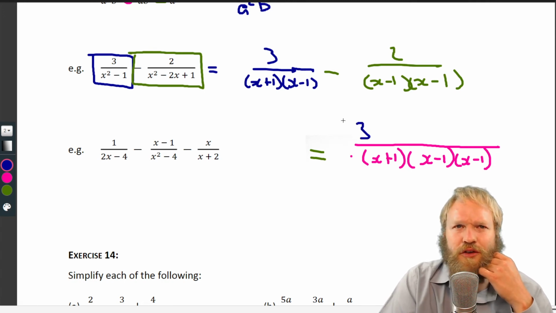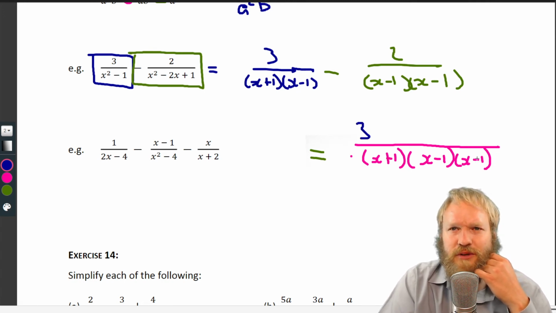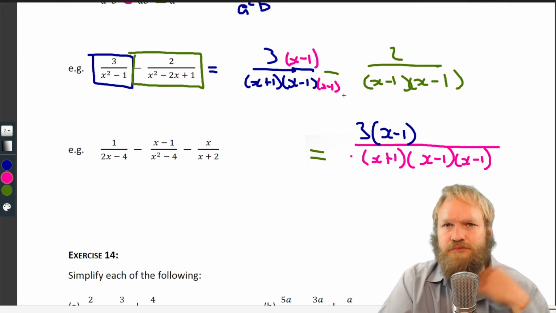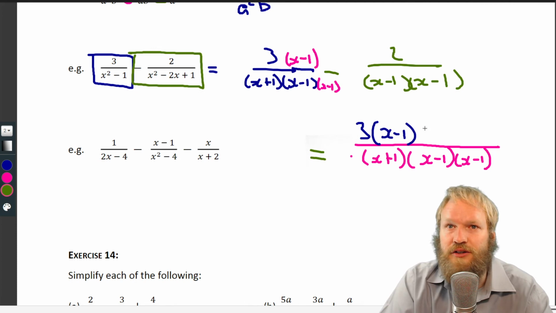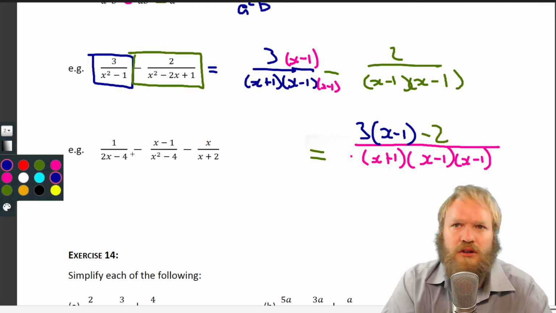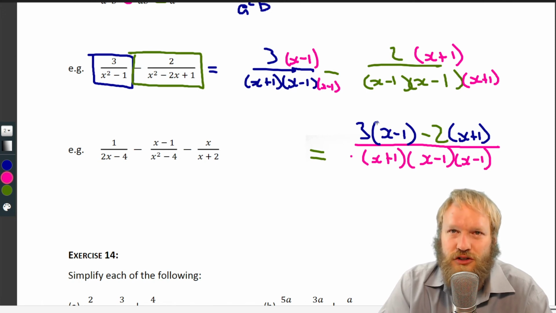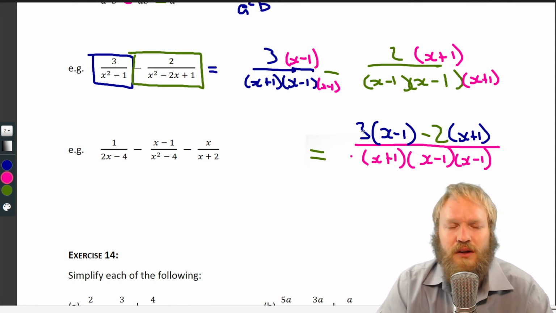We've got 3, x plus 1, x minus 1, x plus 1, x minus 1. So we still need to multiply that by x minus 1. Because think, this we still had to multiply by x minus 1. And then we've got our minus 2. And what do we need to multiply this by? Still x plus 1, because if we look at the previous step, we still need to multiply that by x plus 1. Okay, and then again, I'll leave it to you to finish this off, multiply and add like terms.